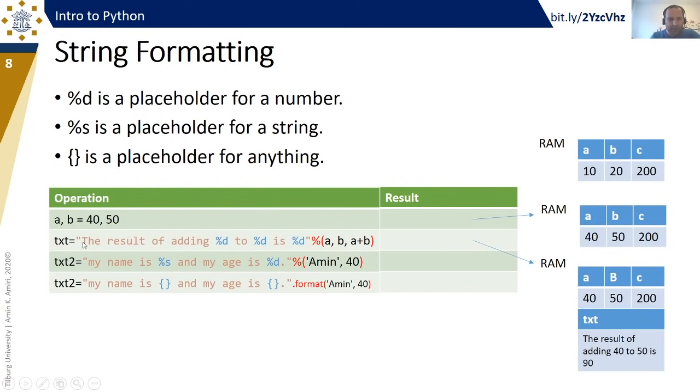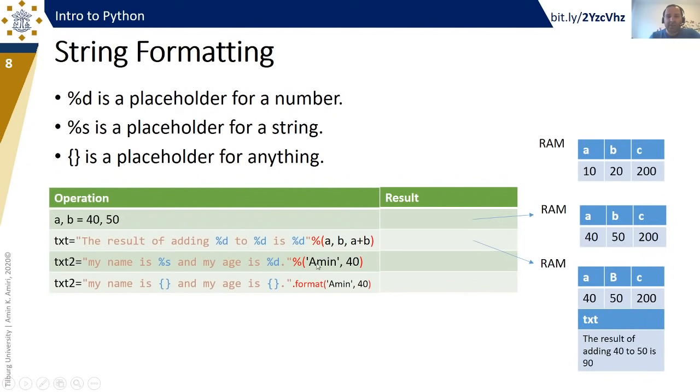Now you see in this string, the result of adding %d to %d is %d. And then you see a percentage operator here. a, which is 40, will go here. The first %d is replaced with 40. The second %d is replaced with b, which is 50. And the third %d is replaced with 90.